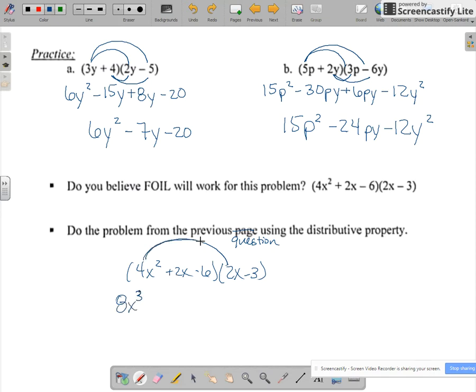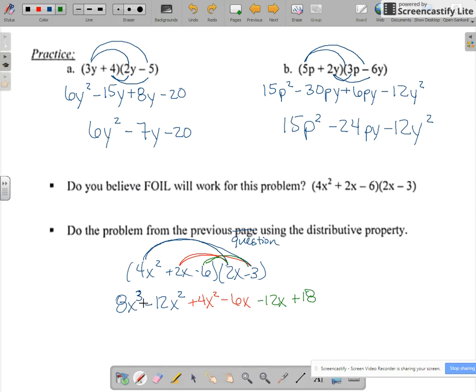4x squared also gets distributed to negative 3. We get minus 12x squared. Okay, so now our 4x squared is done. So now we're going to look at 2x. So 2x times 2x is 4x squared. 2x times negative 3 is negative 6x. And then we're going to look at our negative 6 term. So negative 6 times 2x is negative 12x. And negative 6 times negative 3 is positive 18.